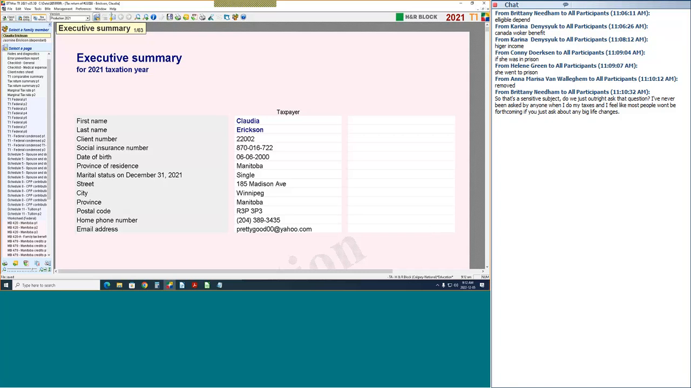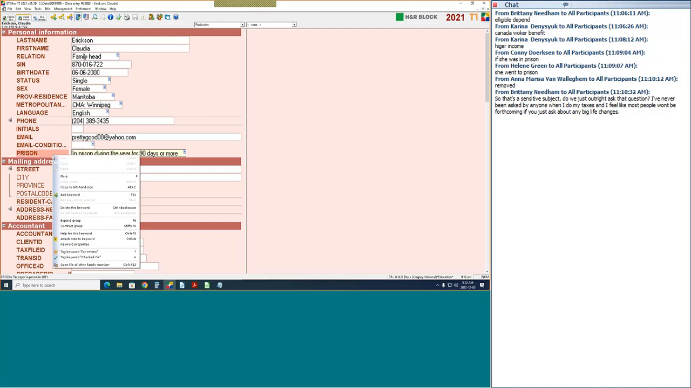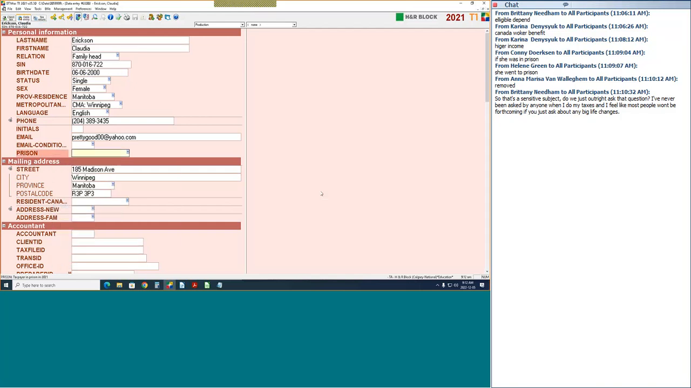All right, so if we've done that, I would like to take that data entry out because Claudia was not in prison, and we're going to leave that file as is.